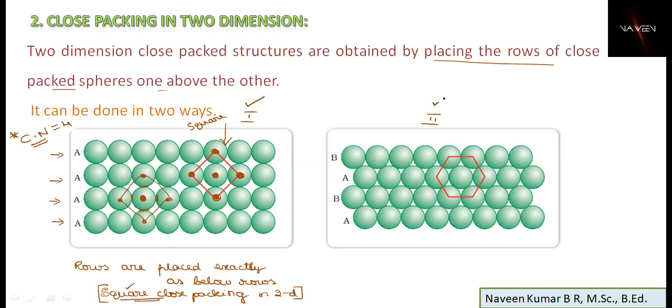Now we'll go for the second one. Now if you observe the second one, whatever the next row when you are placing, the row is placed in the depression of the below row. Just focus on the pointer, what I am showing and what I am writing, so that you will easily understand the illustrative diagram with the supportive explanation. Just focus very clearly.